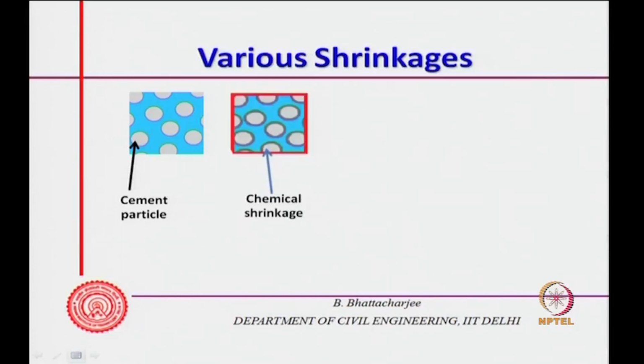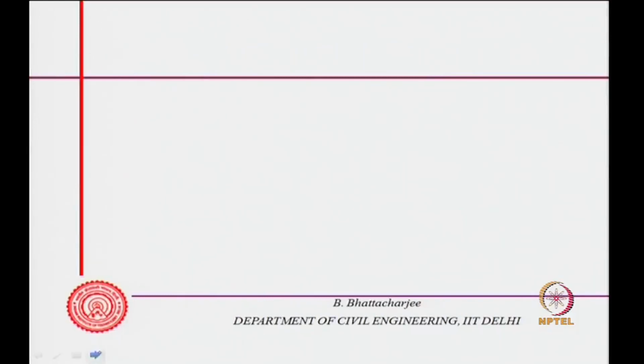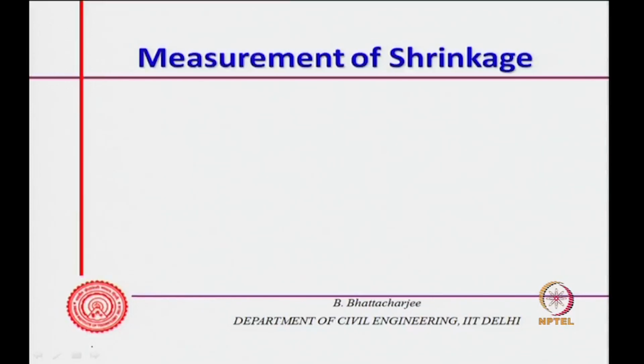So, what is it? First, chemical shrinkage is a small quantity in the beginning, and autogenous shrinkage is a larger quantity. Drying shrinkage would follow. So, these are the various shrinkages we looked at, and the measurement must then cater for all these types of shrinkages, which we discussed earlier in our previous lecture.